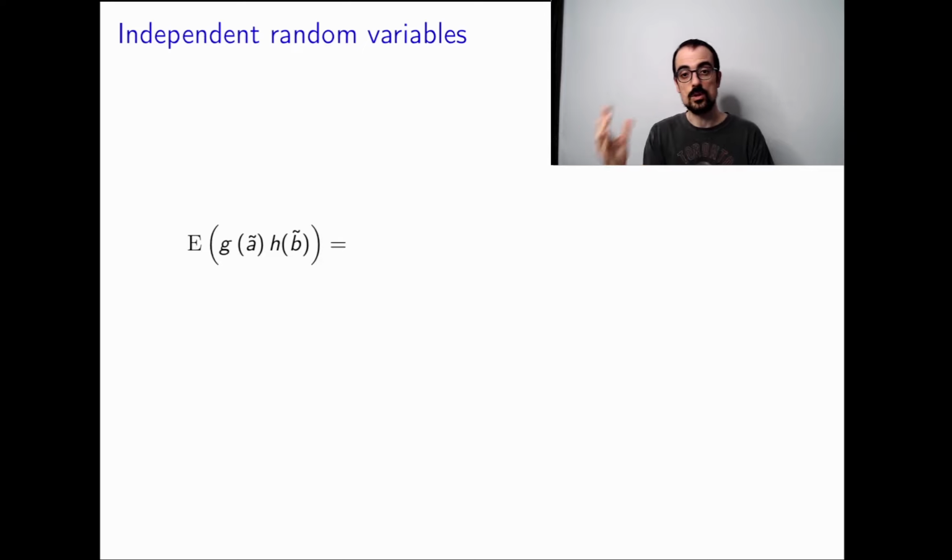Okay, so now let's go on to the other important property of the expected value or the mean that we're covering today. Imagine that you have a function, you want to know the expected value of this function of two random variables a and b. And it turns out that the function factorizes in a part that only depends on a and a part that only depends on b. And also a and b are independent, which means that g of a and h of b are also independent. Okay, so what happens here?